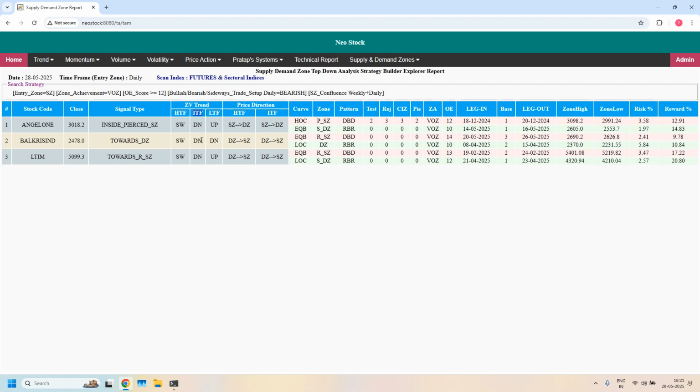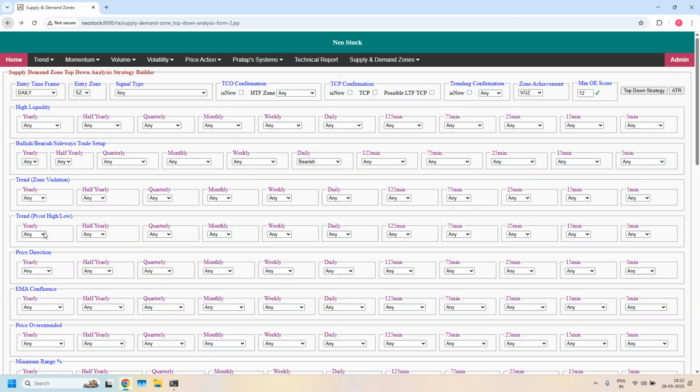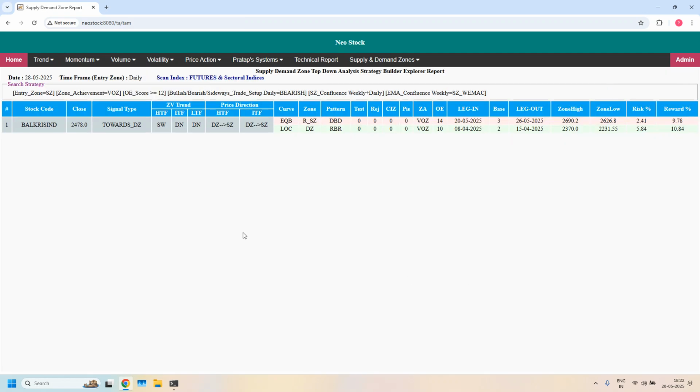Weekly trend is down in all the three stocks. Let's further filter with weekly EMA confluence. Weekly supply zone with weekly EMA confluence, we got one stock. Probably this daily supply zone might have a higher probability of success.